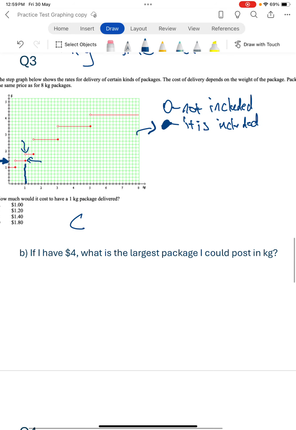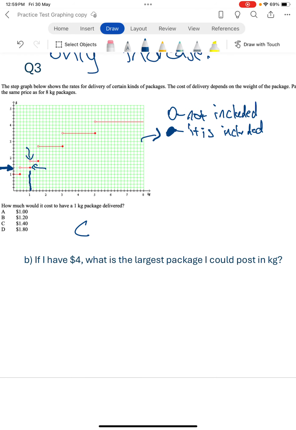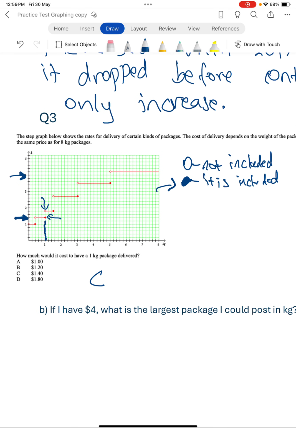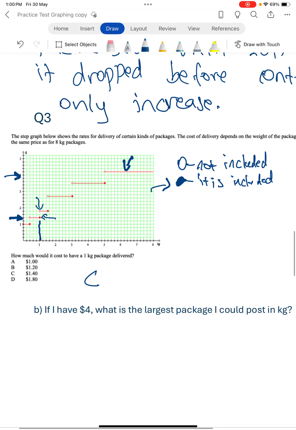If I have $4, what's the largest package I could post in kilos? I would go across from the 4 kilos, and I would see nothing lines up with it directly. If I was to hit somewhere on this line, though, I would have to go above $4, sorry, which I don't have. I've only got $4, so I can go a little bit below to this line here, and we can see with this little bit less money, it looks like $3.75. I could, and that lines up with there, I think, post something worth 5 kilos as a maximum. Okay.